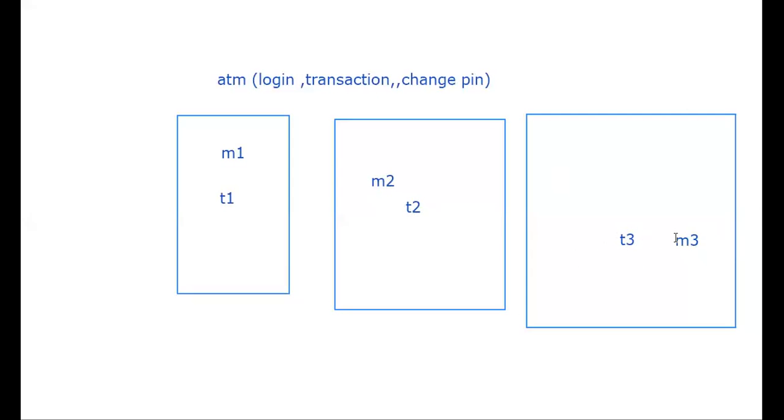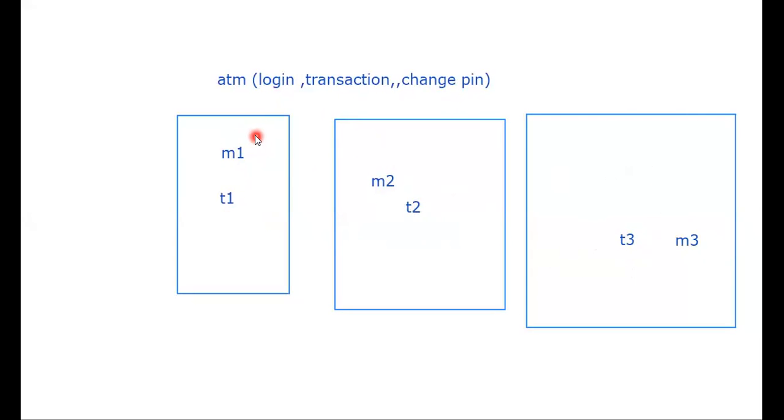So we have T3, right? This is team 3. We have 3 modules and there are 3 different teams which are working on the modules. We have team 1, team 2, and team 3. There is module 1 which is login, module 2 which is transaction, module 3 which is for changing the passport, right? Now what happens in the concurrent model?